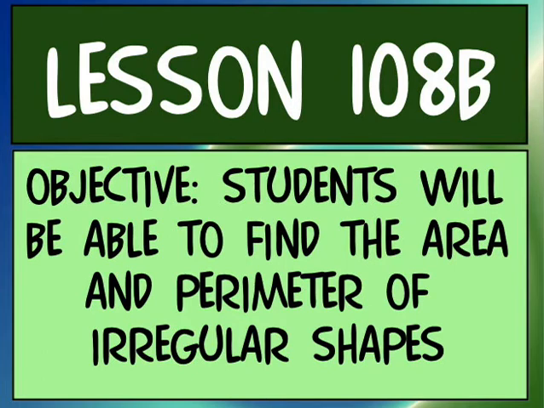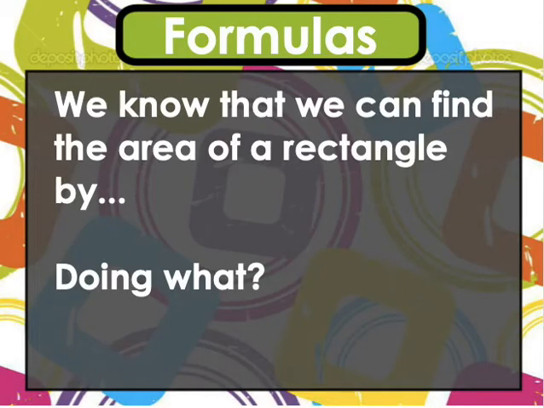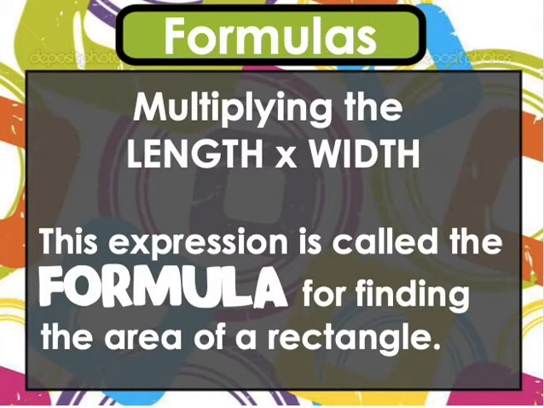Welcome to Lesson 108B. Today we're going to be talking about how to find the area and perimeter of irregular shapes. Now the first thing we're going to talk about is we know that we can find the area of a rectangle by doing what? Well, if you answered we multiply the length times the width, you got it.